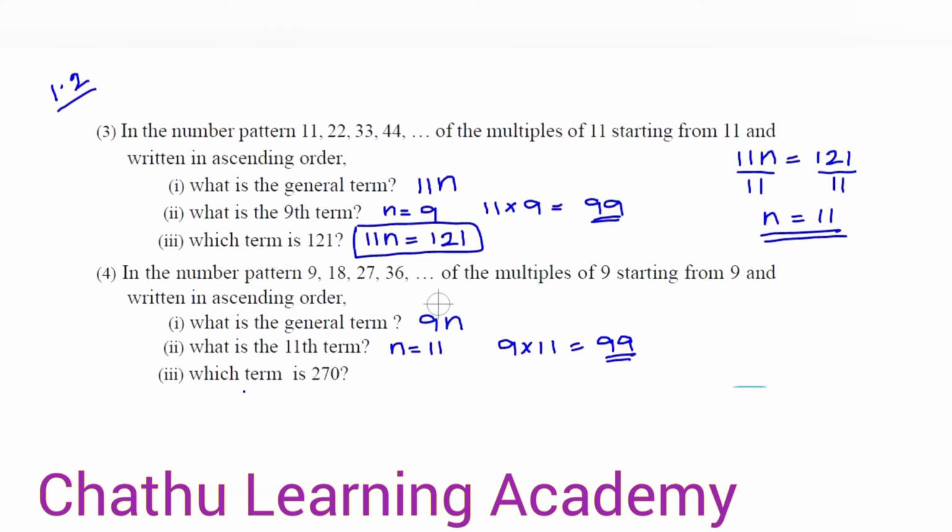Third one: which term is 270? Then here we want to find the term. What is the method? We can equate the general term to this value 270. Now we want to find the value for n. Then we can divide by 9. Then here we can get the answer as 30. Then the 30th term is equal to 270.